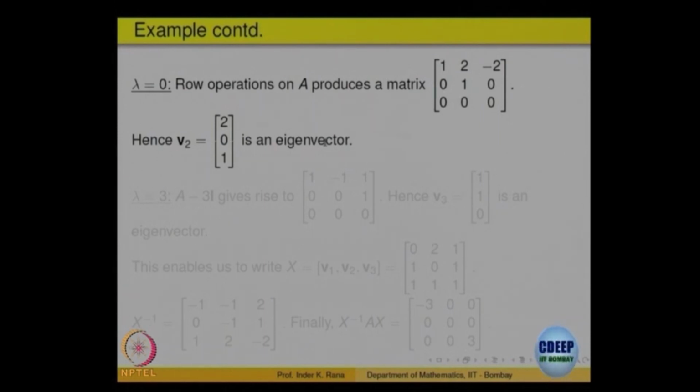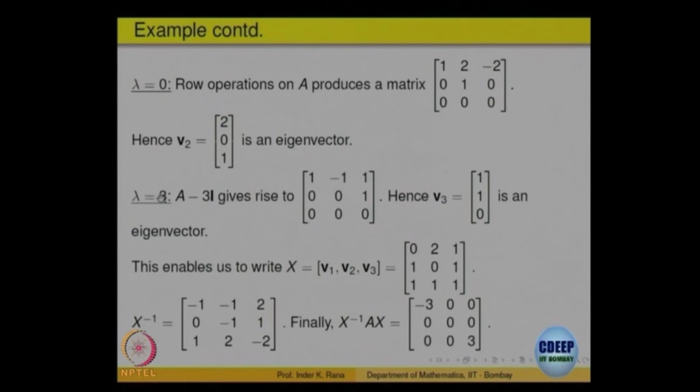So, let us do the same for lambda equal to 3. For lambda equal to 3, A minus lambda I is A minus 3I. Again the same process. If you do the row equivalent form, this comes out to be this. So, what is the rank again?